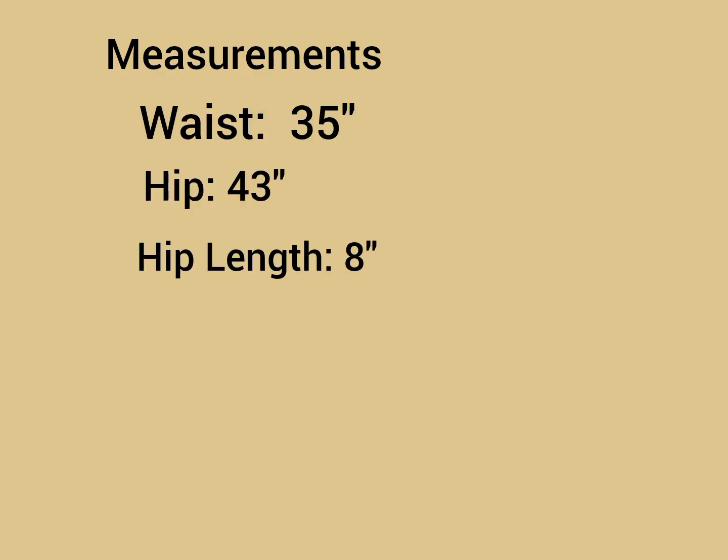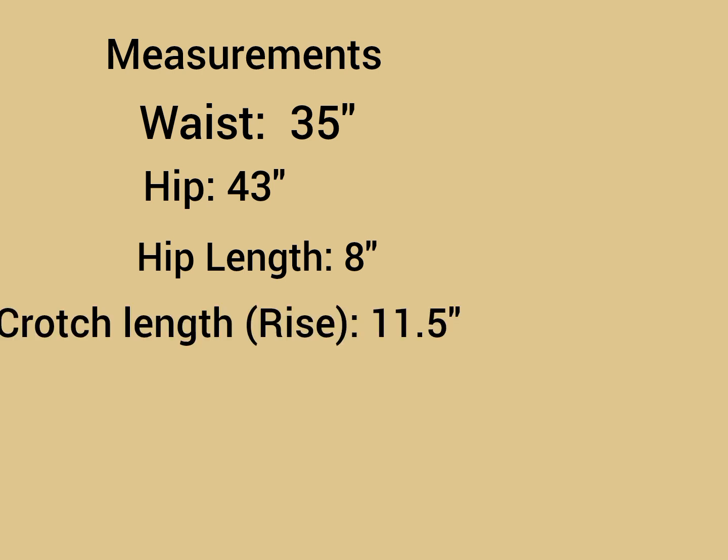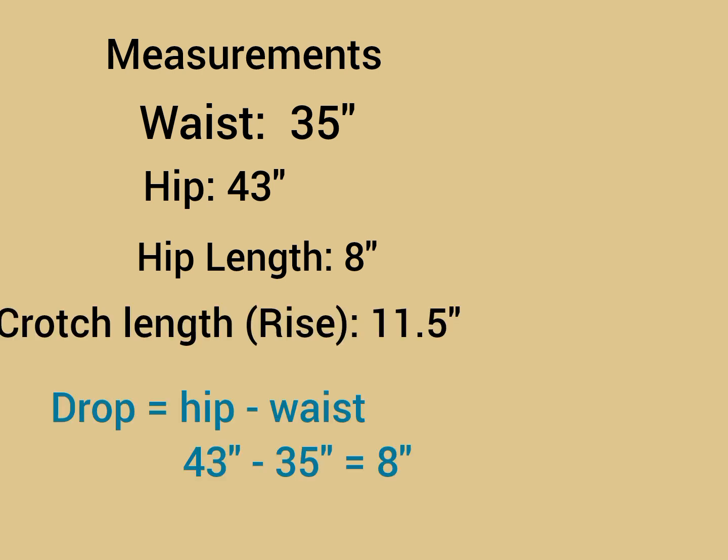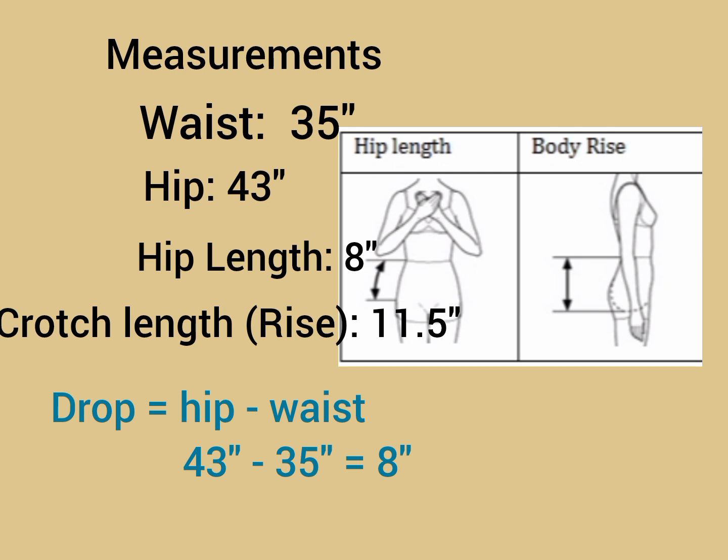These are the measurements that we will need. We need a waist, our hip length, our rise, and our drop. The drop is the difference between your hip and your waist, and we need this drop to calculate our dart width. Now the rise is your crotch length.